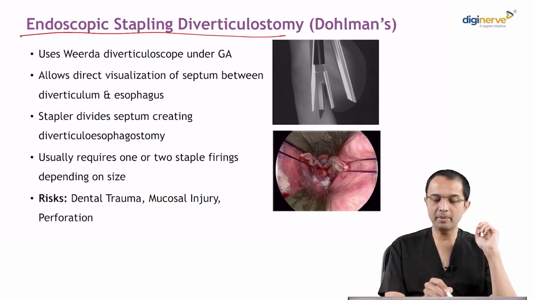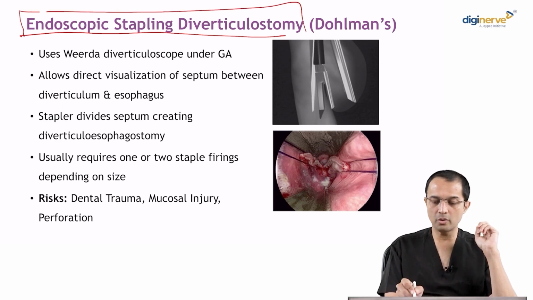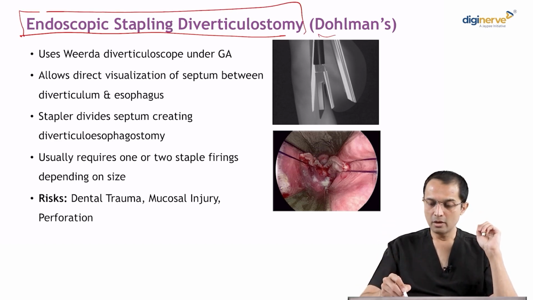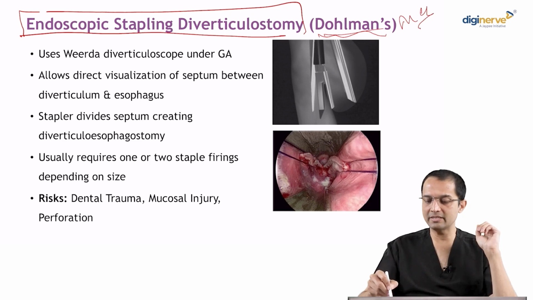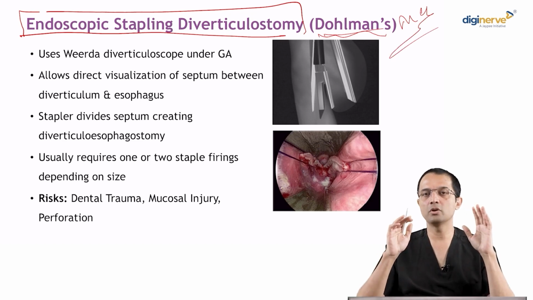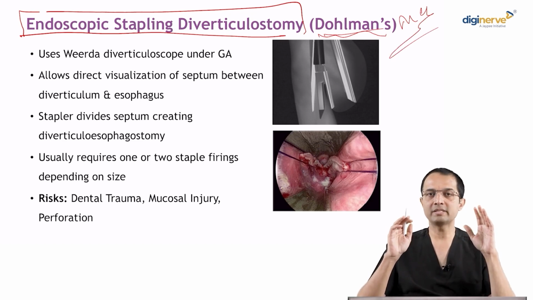Endoscopic stapling diverticulostomy, also known as Dohlman's procedure. This can be asked as an MCQ. They have asked this in the past. What is Dohlman's procedure? Endoscopic stapling diverticulostomy.